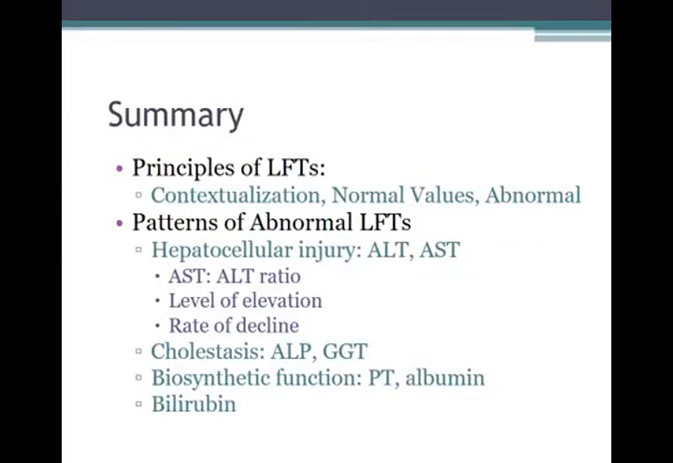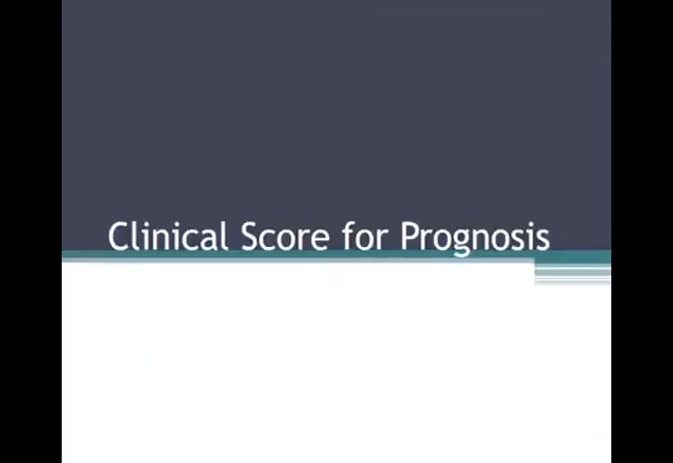So the principle of liver function tests: we talk about the pattern of abnormal liver function tests. We have seen hepatocellular injuries, the most important being AST, ALT ratio, level of elevation, rate of decline, and biosynthetic function: prothrombin time, albumin. Now we are going to talk about the score for prognosis.